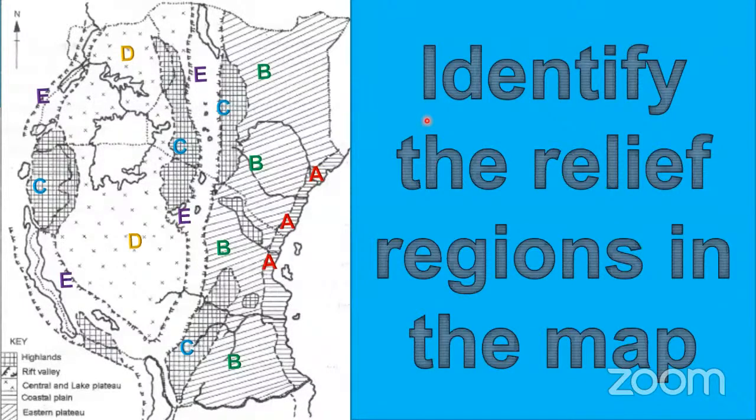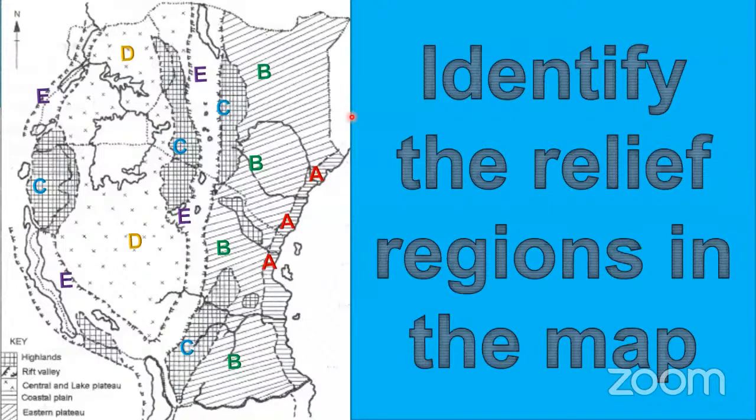Viking is saying the Coastal and Lake Plateau. I haven't talked about the Coastal and Lake Plateau. There you lied. So which relief region covers the biggest part of East Africa? Daniela, which relief region covers the biggest part of East Africa? By the way, you look at things. The Central and Lake Plateau.